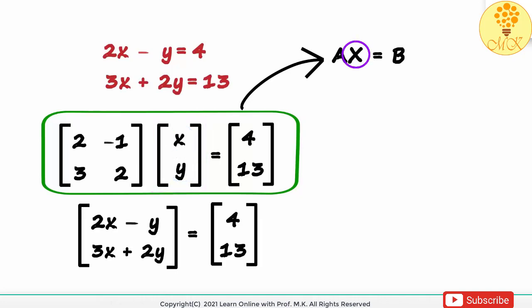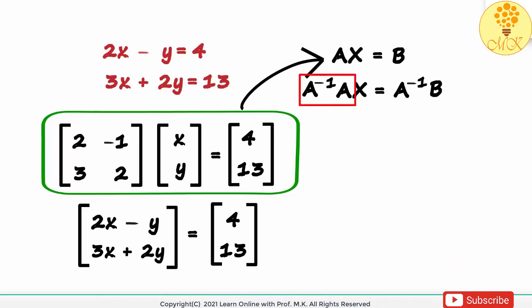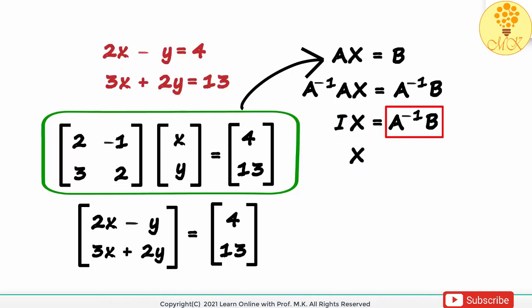So to get X on the left hand side, we multiply both sides with A inverse. We get the left hand side as A inverse times AX and the right hand side as A inverse times B. Now A inverse times A will equal the identity matrix. We get this. And we know that the identity matrix times any matrix will give us that same matrix. So the left hand side will equal matrix X. And the right hand side will be A inverse times matrix B. That's how we get matrix X. We multiply A inverse with B.